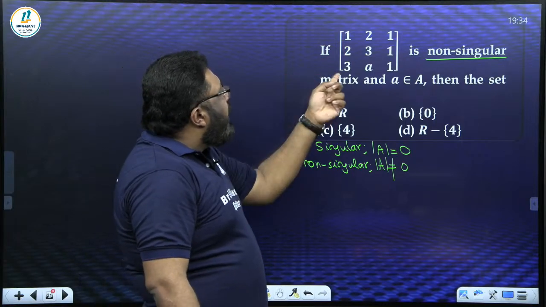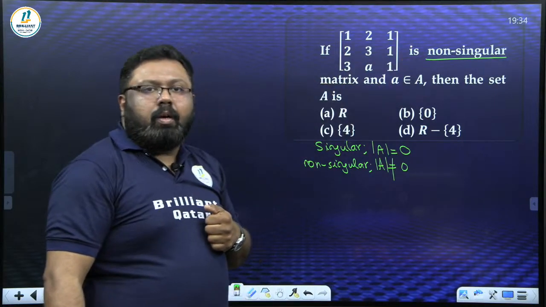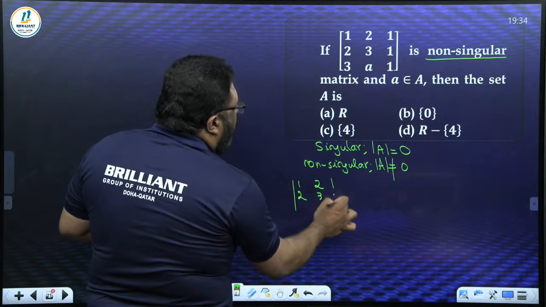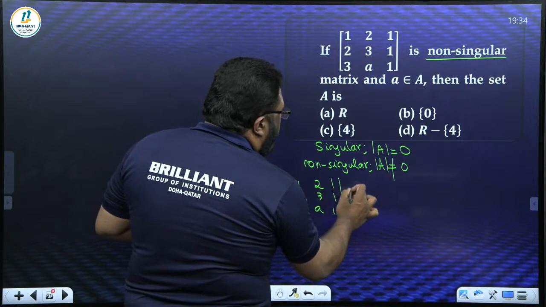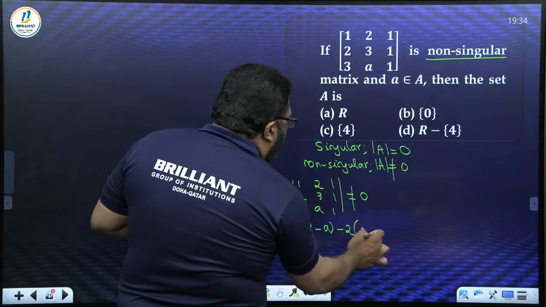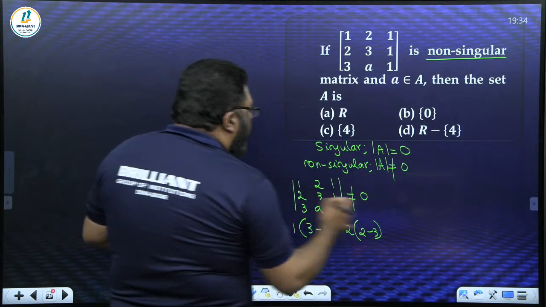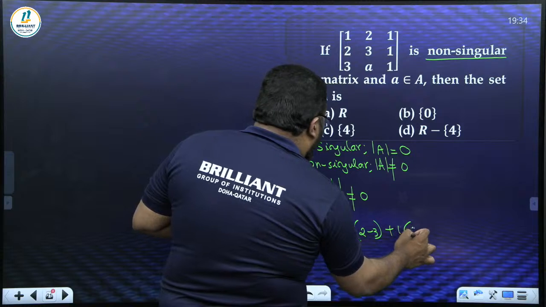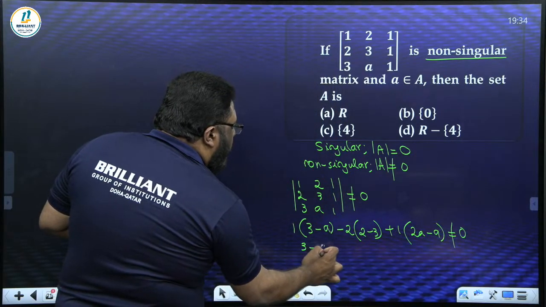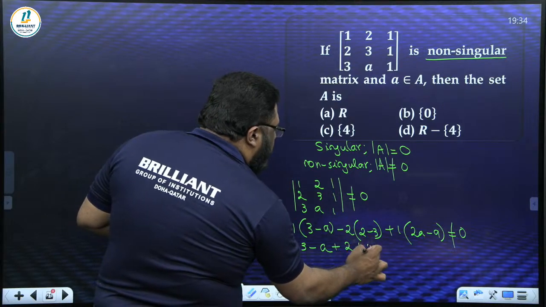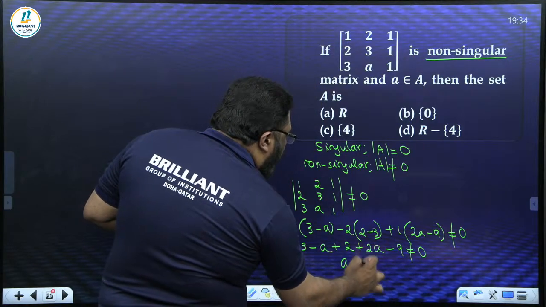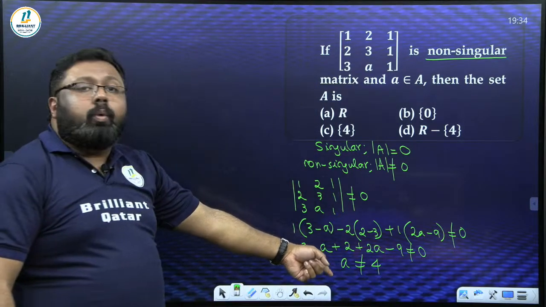Then what is the value of A so that it must remain non-singular? So the determinant 1, 2, 1, 2, 3, 1, 3, A, 1 should not be 0. So open the determinant: 1 into (3 minus A) minus 2 into (2 minus 3), plus 1 into (2A minus 9) not equal to 0. Simplifying it, 3 minus A plus 2 plus 2A minus 9 not equal to 0. So you get A not equal to 4. A is not equal to 4, my dears.